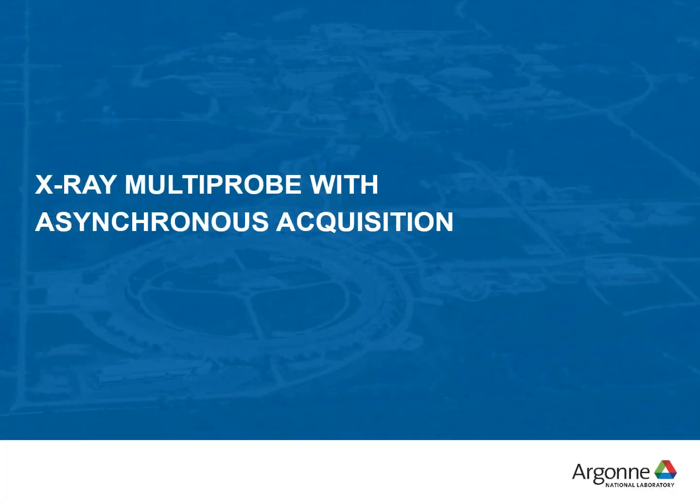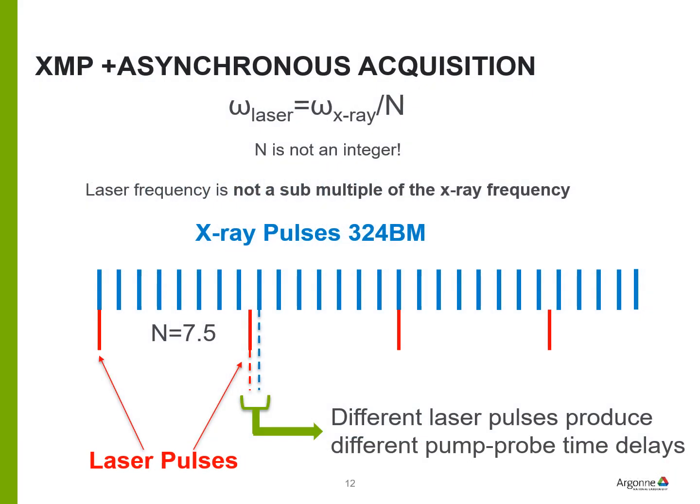This motivated us to develop a technique that has the advantages of X-ray multiprobe DAQ, but can also map out fast photochemical processes. And this new technique we call XMP with asynchronous acquisition. Generating an asynchronous acquisition boils down to cleverly picking the laser repetition rate. The laser repetition rate is defined in terms of the X-ray repetition rate and this number n here. And for an asynchronous acquisition, n should be a rational number, but definitely not an integer.